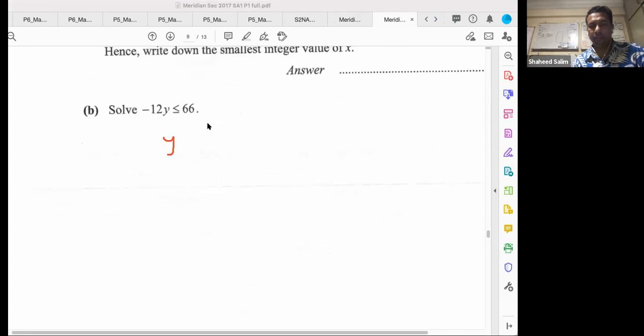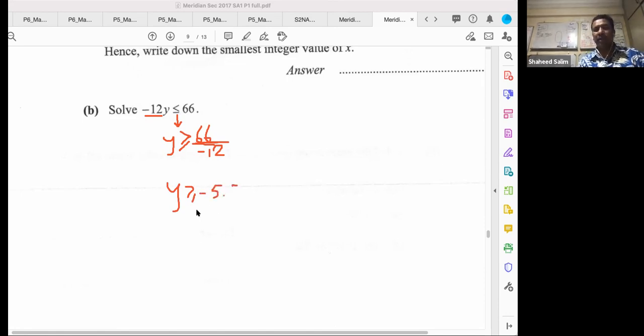You have y. You have 12 over here. I want to bring the 12 over to the other side. I want to divide, so I divide by 12. When you divide by a negative number, the inequality is supposed to reverse. It has to be like that. I repeat, notice when you divide or times by a negative number, this has to reverse. So down here now you get minus 5.5. So you cannot just write 5.5. You must write it like that.